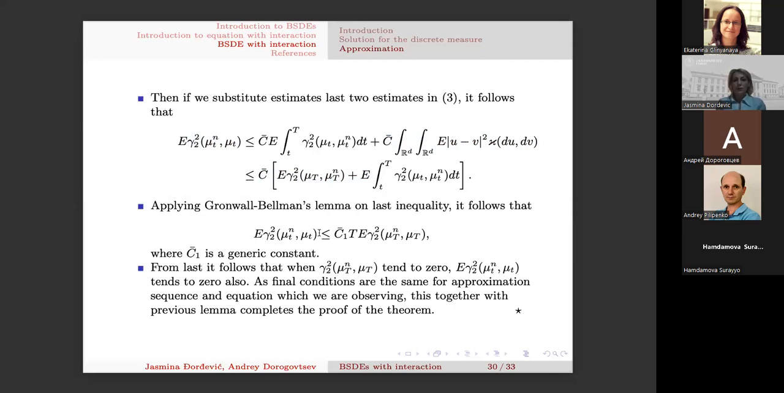So we have the approximation for the Wasserstein distance when n goes to infinity, as by the assumption the final moments are close. We concluded that also at any time t before capital T, we have approximation of the measure mu_t by discrete measures mu_t^n. So this is our main fact, which we will use in the proof of existence and uniqueness of the solution.